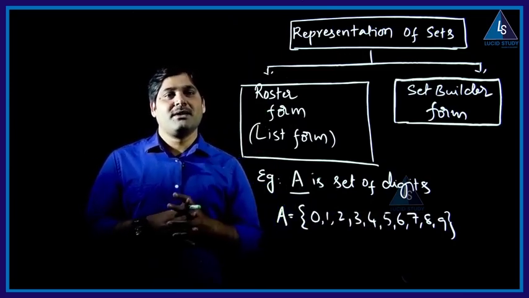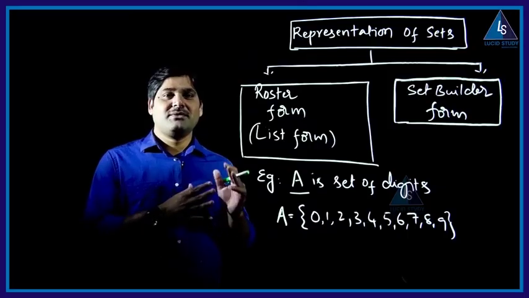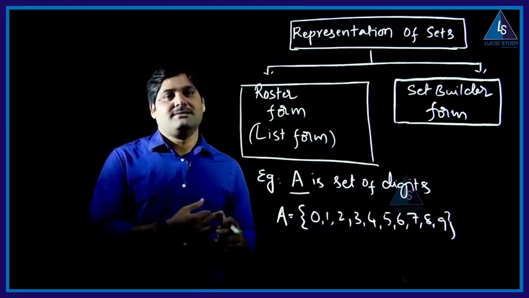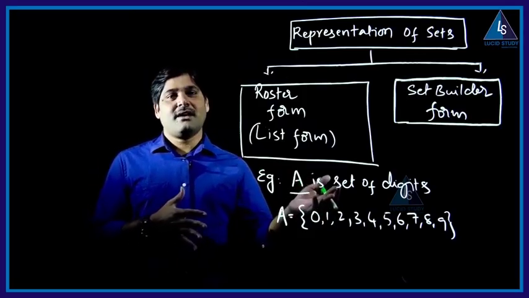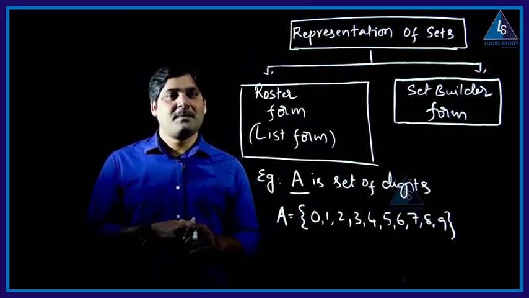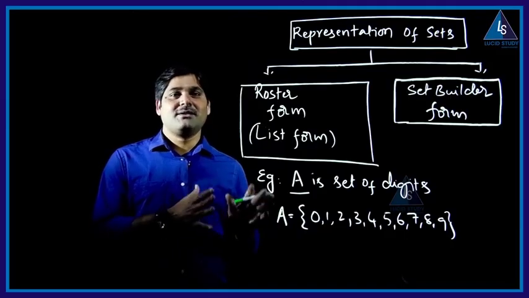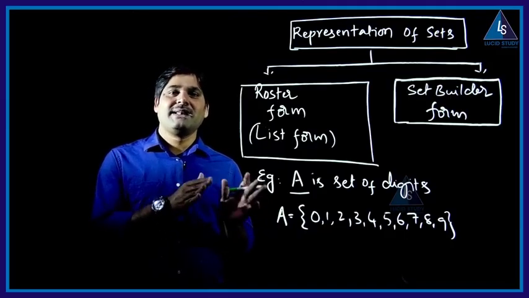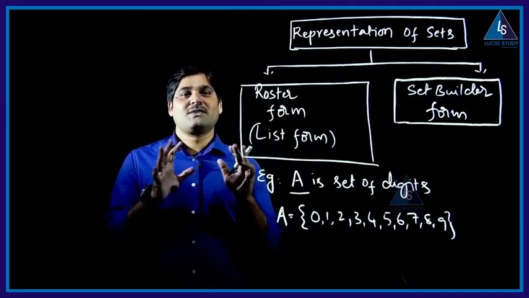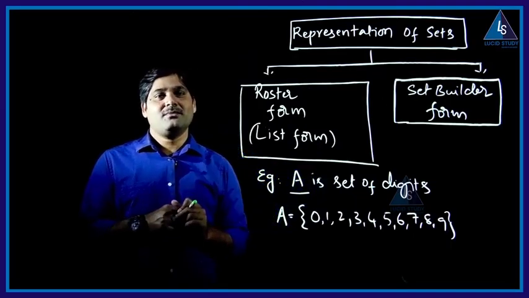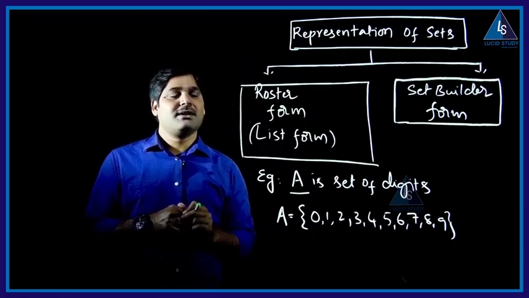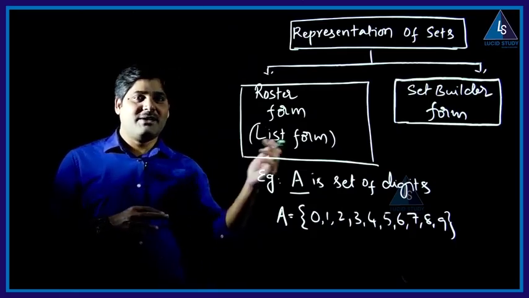Now let us see set builder form. What do you mean by set builder form? A set of numbers between 10,000 and 1 lakh. Can I write all the numbers in this list form? We can write, but it will be very difficult and very lengthy also. In such cases we will go for set builder form. Let us see. Suppose I will define a set.